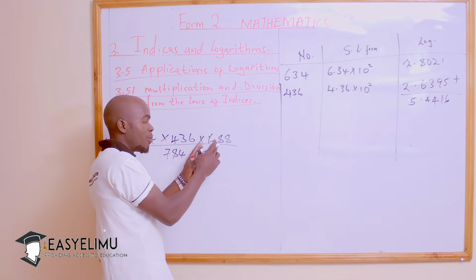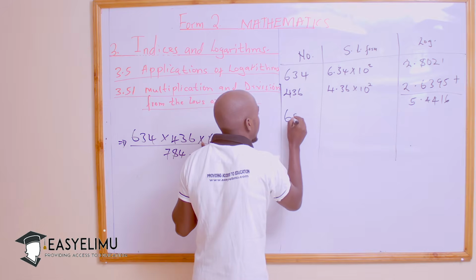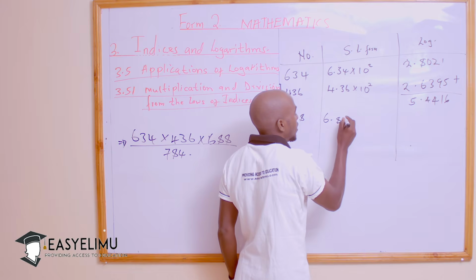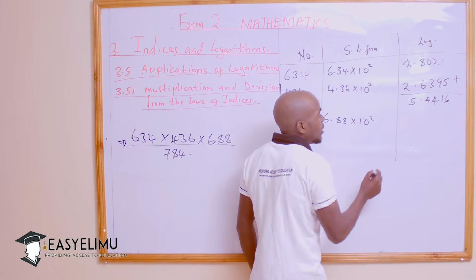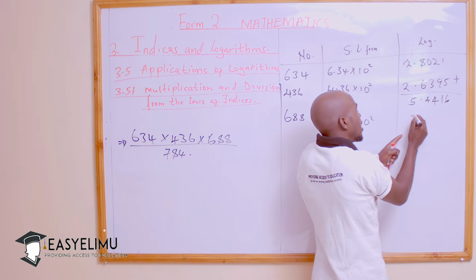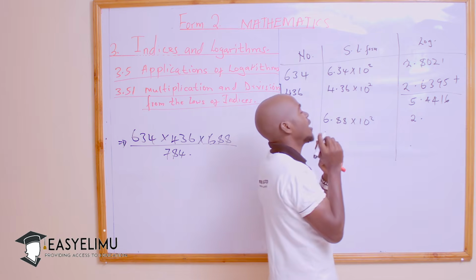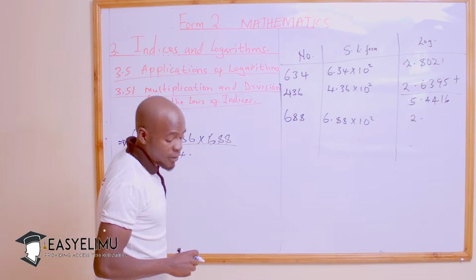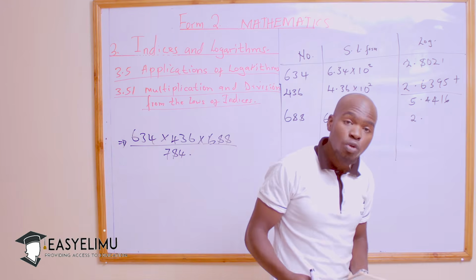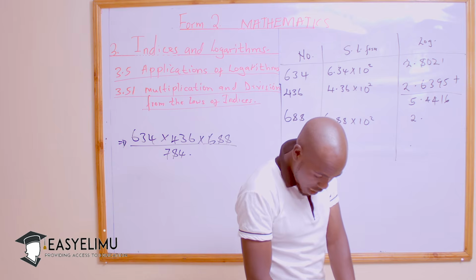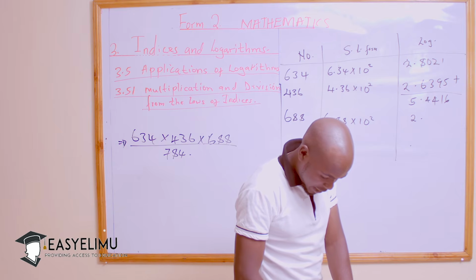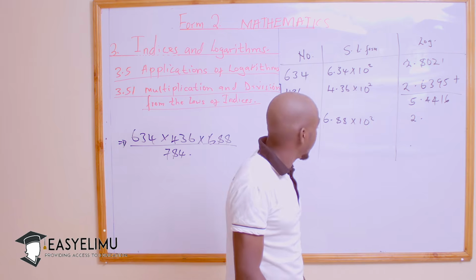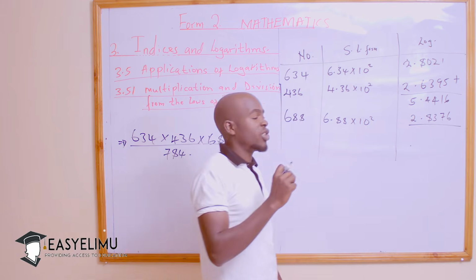So I'm going to multiply by again 688. Now this 688 in standard form is 6.88 times 10 raised to power 2. And this one I will now have to write down here. So it will be 2, starting with that, because that is the logarithm of 10 squared. And then the logarithm of 6.88, you will find 6.88 is 0.8376. Now, after getting that, you go step by step.